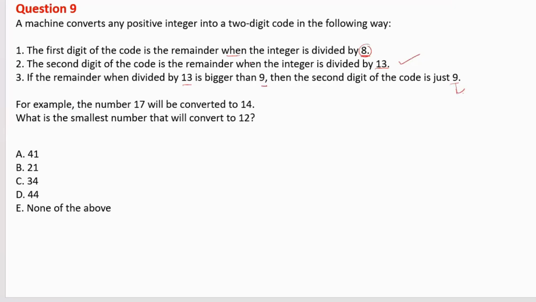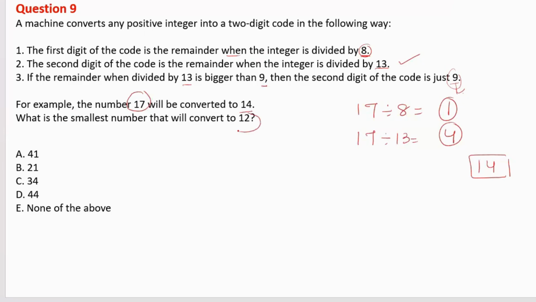Here they are saying the second digit will be the remainder. Here they are saying the second digit will be 9. Just like 17 is 14. How? If I divide 17 by 8, I get remainder 1. That will be my first digit. If I divide 17 by 13, I get 4 as a remainder. That will be my second digit. So it converts to 14.